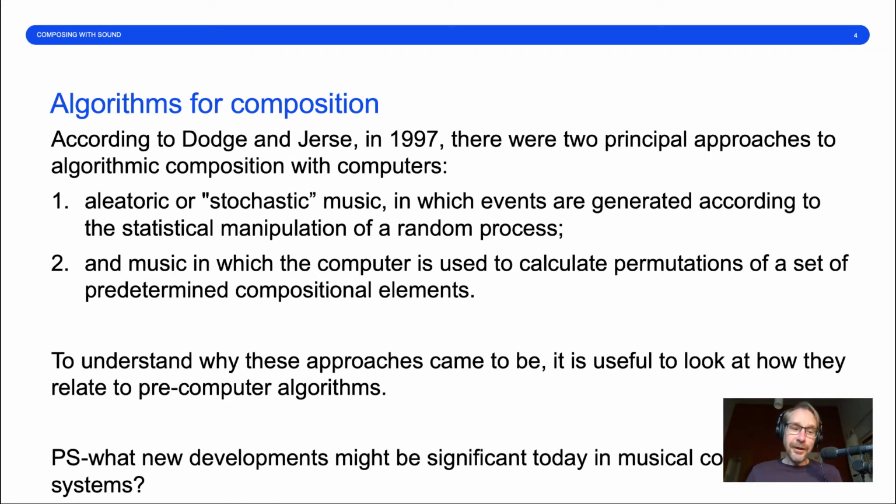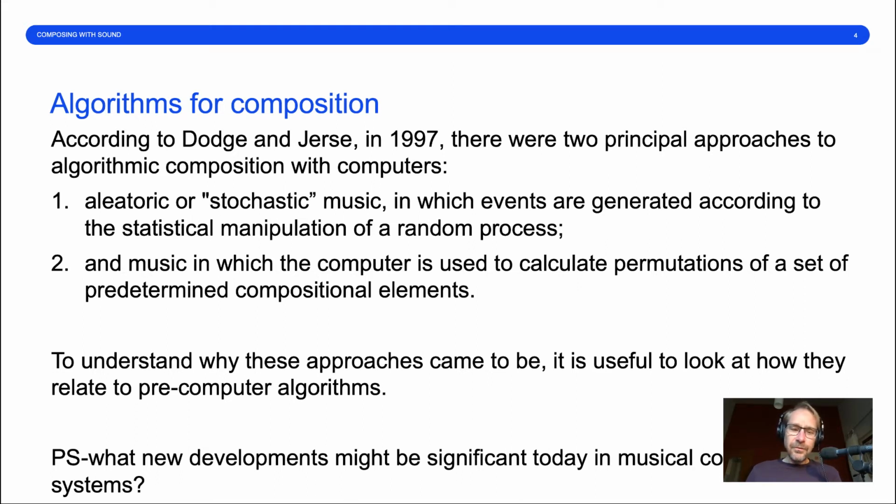will sound like. The second approach is music in which the computer is used to calculate permutations of a set of predetermined compositional elements. So in this approach, we use the computer's capacity to do calculation and sequencing to work out one possible unfolding of a particular composition.